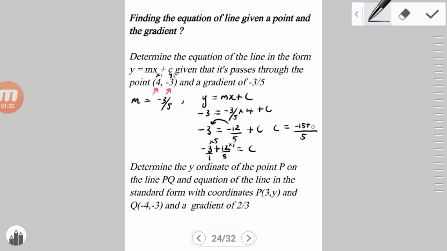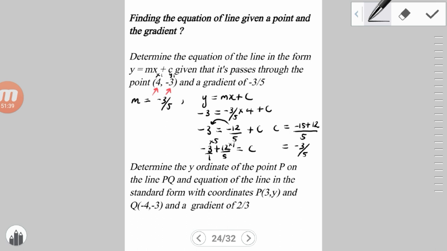And 1 times 12 is 12. So this works out nicely here to be minus 3/5. Oh, this is nice. So the intercept and the gradient works out to be the same. Quite interesting. Very coincidental though. That was not planned. Definitely was not planned.